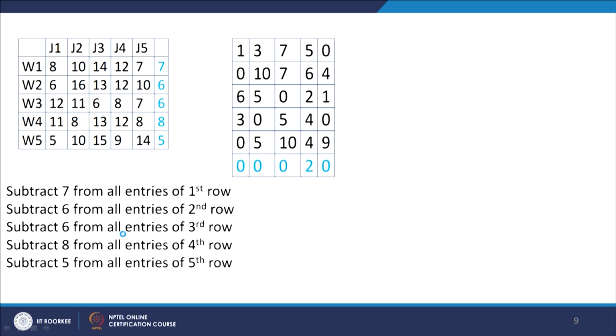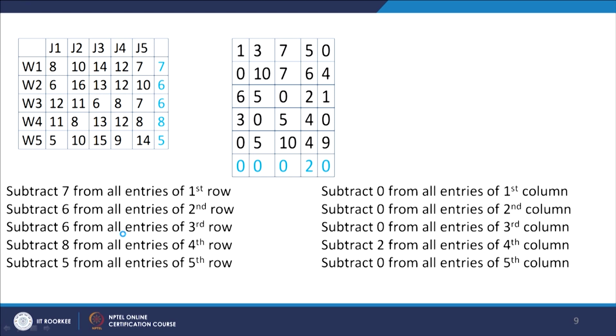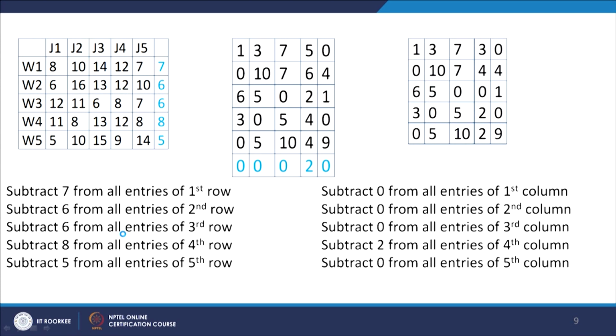So, again we have to subtract 0 where that is the minimum, and that will not affect anything. Only the fourth column will be affected because its minimum is 2, and we have to subtract 2 from all entries of the fourth column. So, the resultant matrix will look like this. Please check: 1 3 7 3 0, 0 10 7 4 4, 6 5 0 0 1, 3 0 5 2 0, 0 5 10 2 and 9.